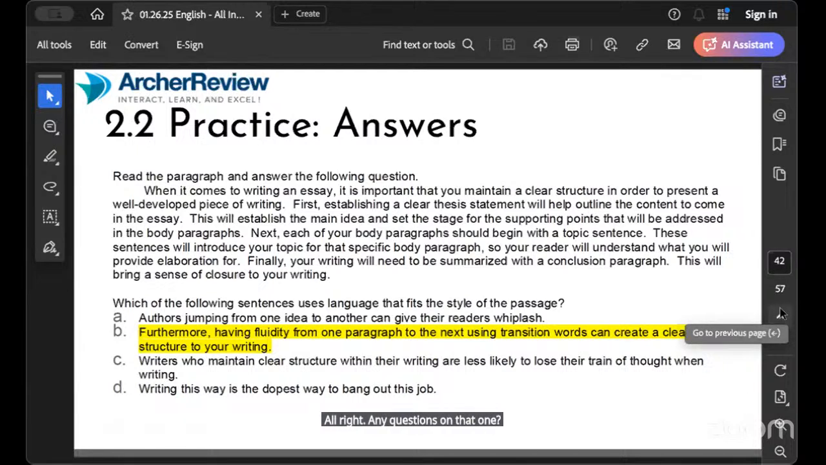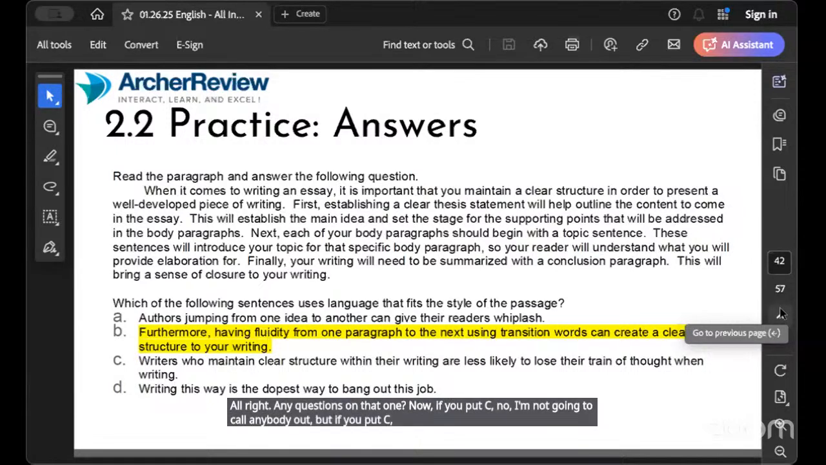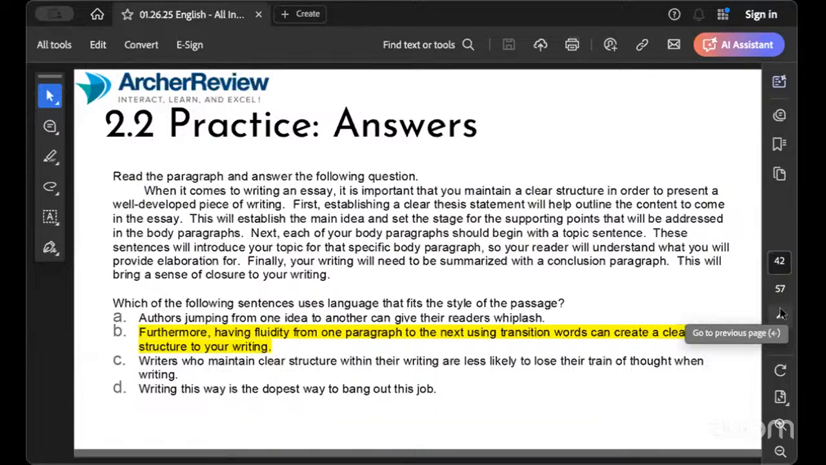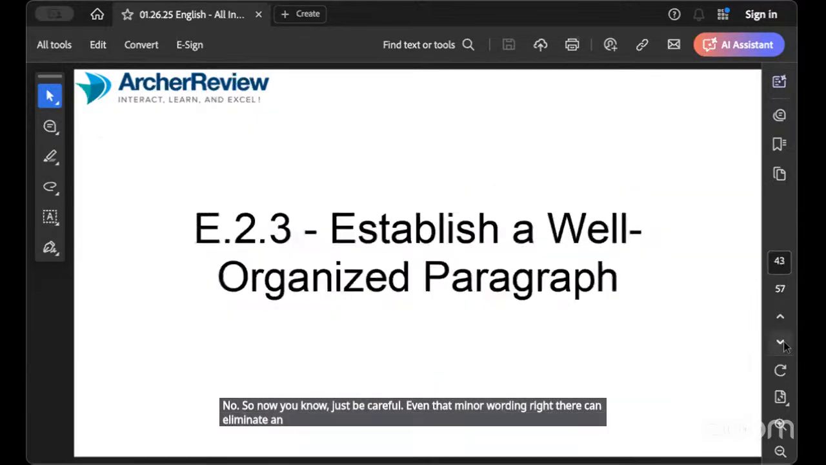Now, if you put C, I'm not going to call anybody out, but if you put C, did you even think about the fact that train of thought was technically informal? So now you know, just be careful. Even that minor wording right there can eliminate an answer option.